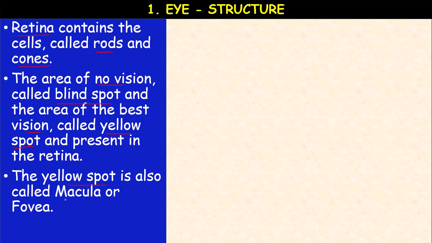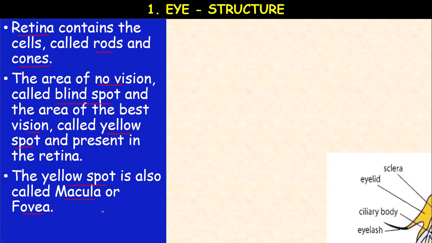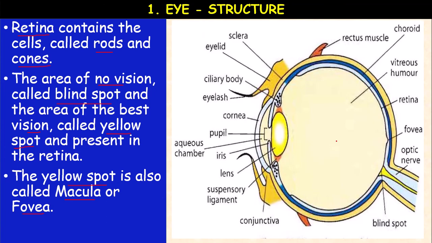The yellow spot is also called macula or fovea. Okay, this is the retina. Retina is the innermost layer. So, this retina containing several cells, they are divided into two. What are they? Rods and cones. Rods and cones, they are together called photoreceptors.